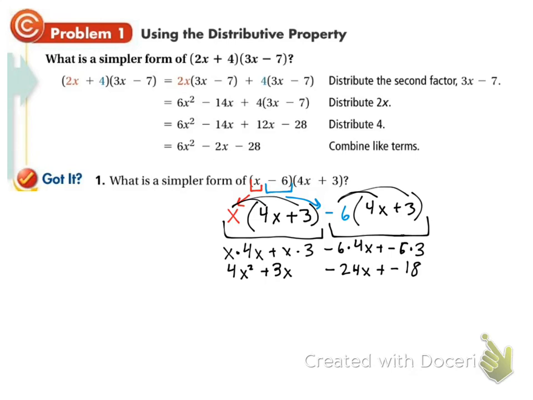So now what I need to do is combine these two in the middle because they're the same things, right? 3 bananas and negative 24 bananas. They're both x's, so I can combine them. So 4x squared goes out front. 3 minus 24 is going to give us a negative 21x. And we've got that negative 18 at the end. Okay, so that's distributive property. You split up the first thing, the x out front, put your parentheses, put the minus 3 next, put your parentheses.